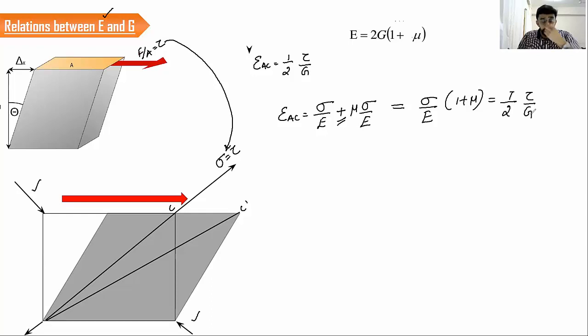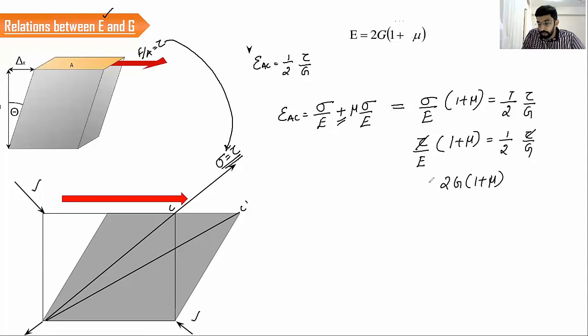We already said that the value of sigma that we have substituted here is nothing but the shear stress. The magnitude is going to be the same. Then only we are going to get the deformation like this. So if we rearrange this, we can say that tau by E into 1 plus mu equals 1 by 2 into tau by G. Upon cancelling this, we can say that 2G into 1 plus mu equals E. This is the relation that we have obtained.